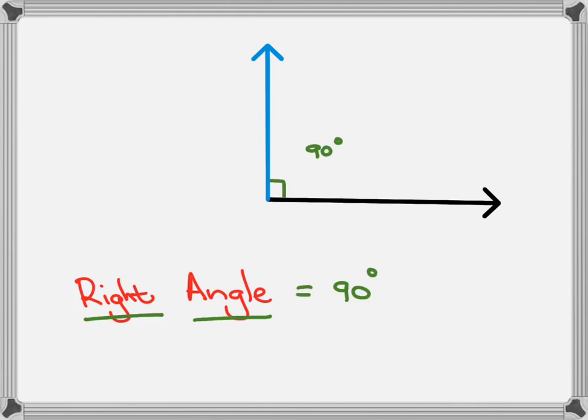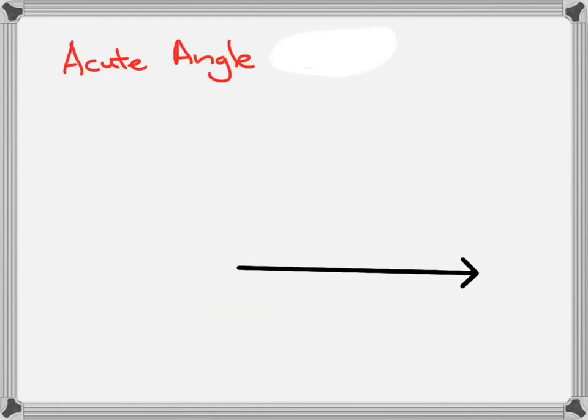That's a right angle. The next angle we're going to look at is an acute angle. An acute angle is smaller than 90 degrees. So how are we going to represent that here when we draw it? That would be any angle between here. So that would be acute, acute, acute, up to 89. It won't quite be 90.